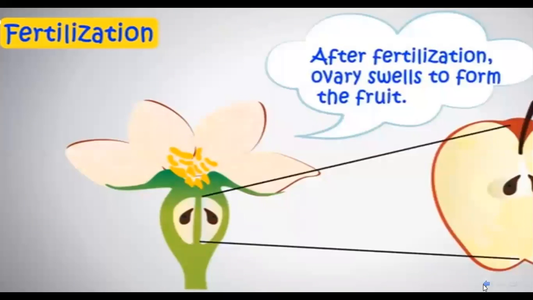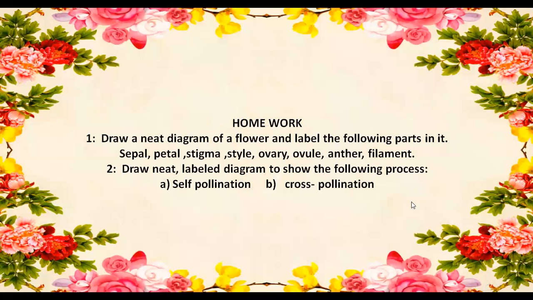Students, I hope you understand this chapter very well. And now here, this is your homework. You draw a neat diagram of a flower and label the flowering parts in it. Which parts do you label? Sepal, petal, stigma, style, ovary, ovule, anther, and filament. Second, draw a neat labeled diagram to show the process of self-pollination and cross-pollination. So this is your homework.